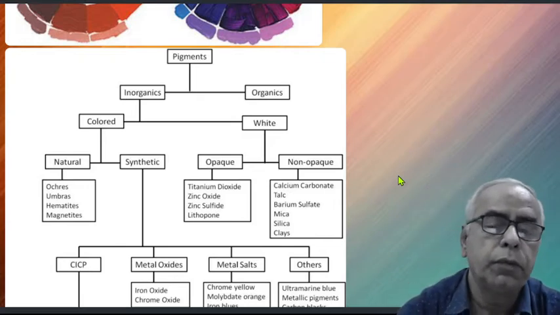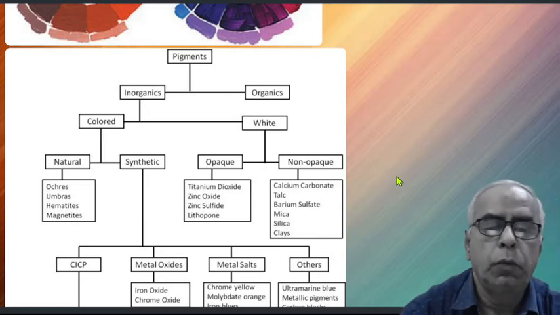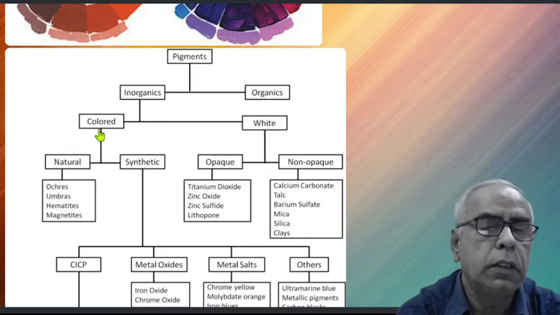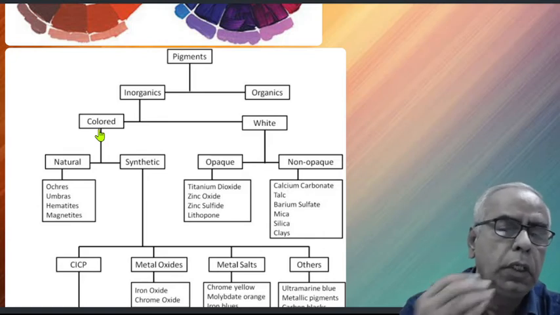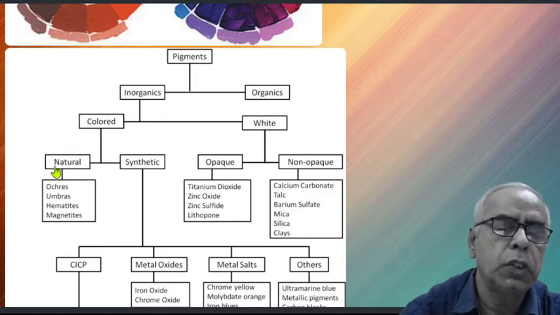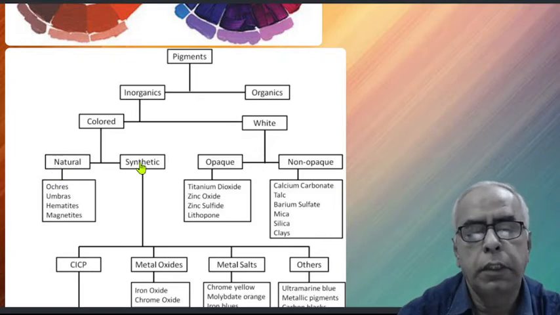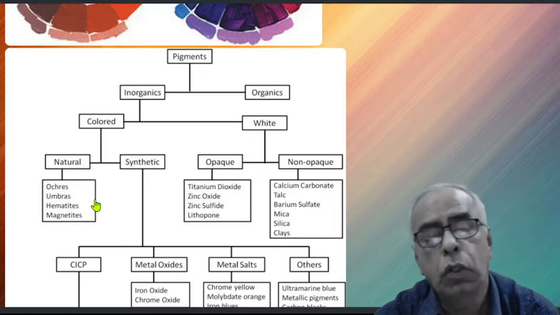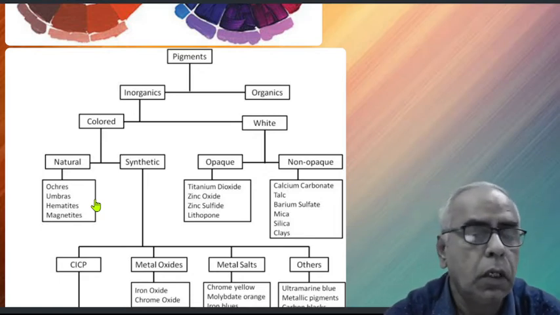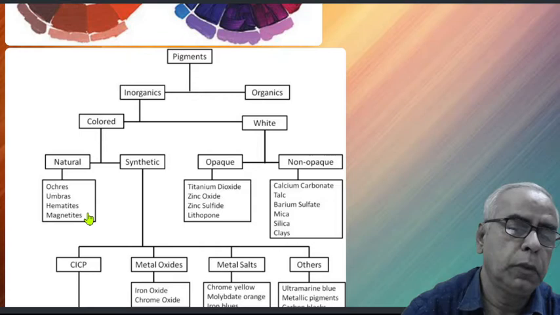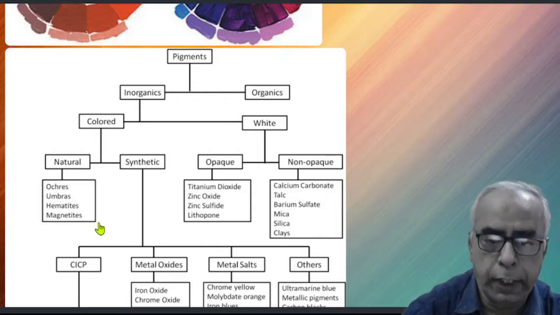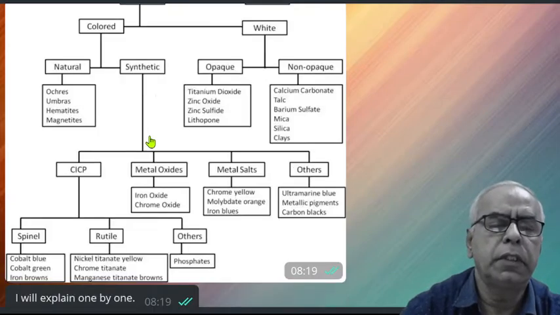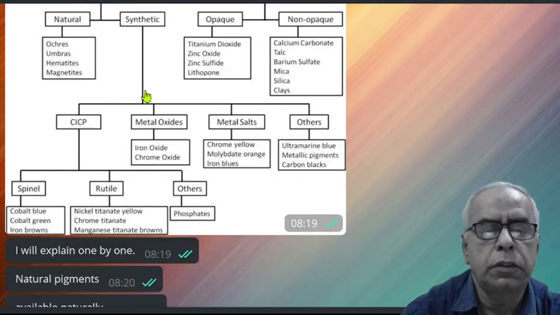Now, let me come back to the colored inorganic pigments. They can be classified into natural and synthetic. Natural pigments are ochres. The yellow ochres are very popular. Umbras, then hematites and magnetites. And then we have a variety of synthetic inorganic pigments.